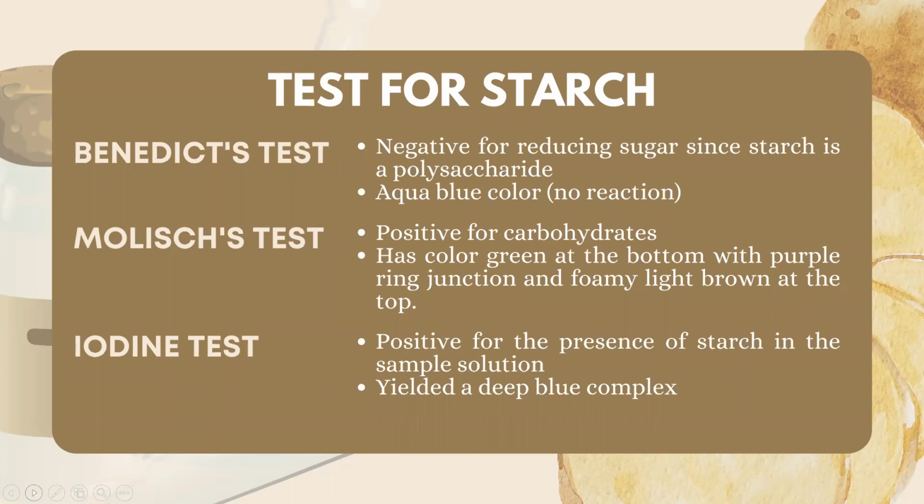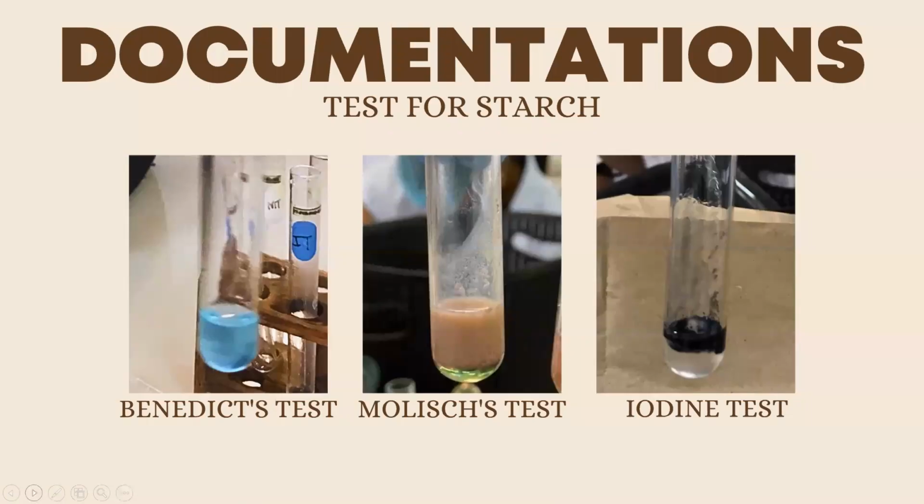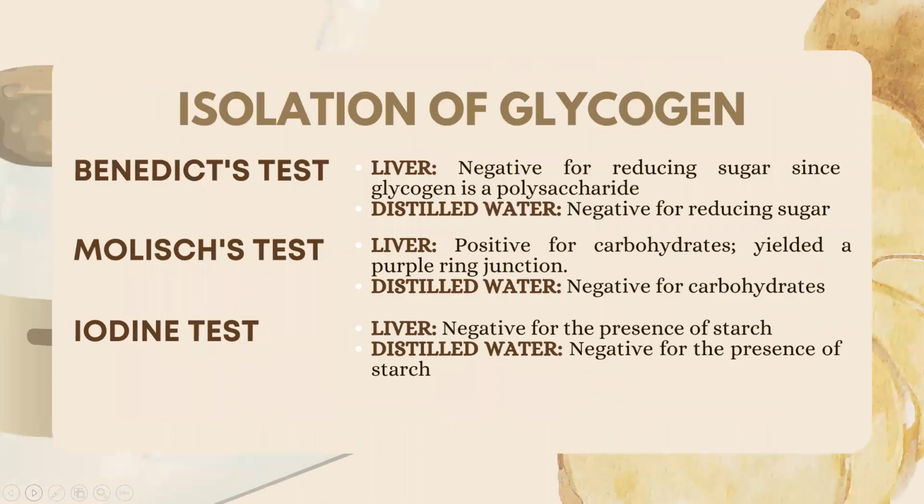So for the iodine test, the iodine test is a chemical test used to determine the presence of starch in a sample. So the result of our iodine test on starch is positive for the presence of starch in the sample solution. It yielded a deep blue complex and we will see that in the next slide. Next reporter, please.